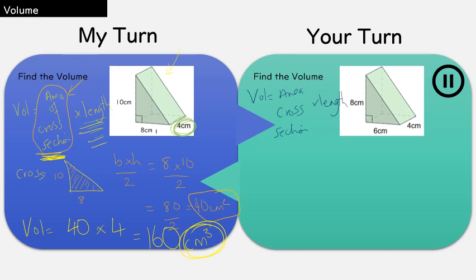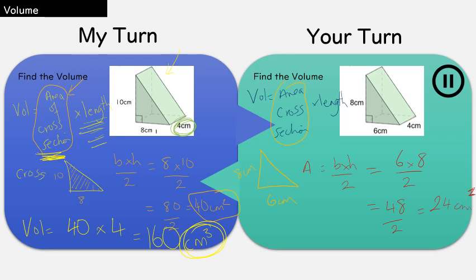The first thing I'm going to do is find the area of the cross-section. We've got the same shape, so the area of the cross-section is that triangle. So I've got 8 centimeters as the height, 6 centimeters is the base. So the area equals base times height divided by 2, because that's how we work out the area of a triangle. Base is 6, height is 8, and we divide that by 2. 6 times 8 is 48, divided by 2 is 24. So the area is 24 centimeters squared.